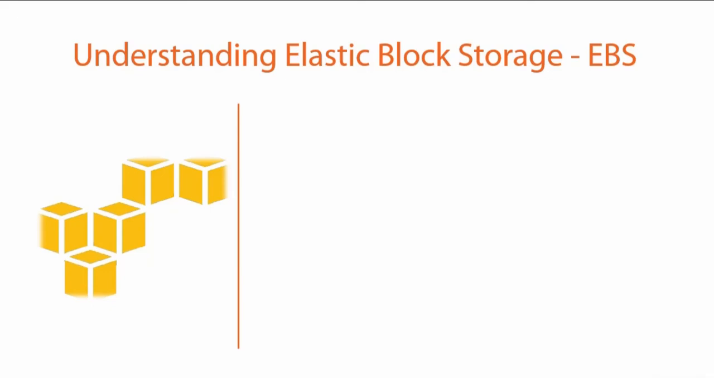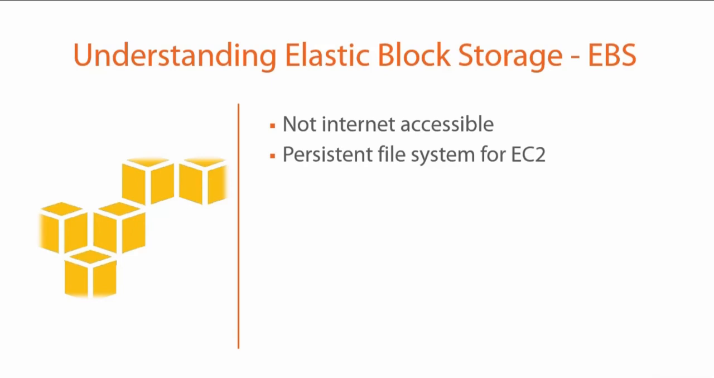All right, now it's time to talk about Elastic Block Storage, or EBS. EBS is not an internet accessible storage. Unlike S3, EBS is a subsystem of EC2. It is a supporting service to EC2. It is not a service that can stand on its own two feet independent of anything else. It provides a persistent file system for EC2.